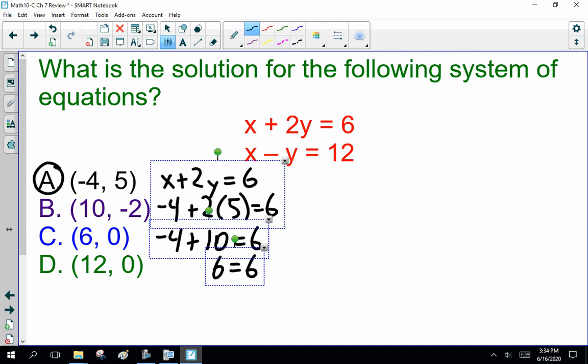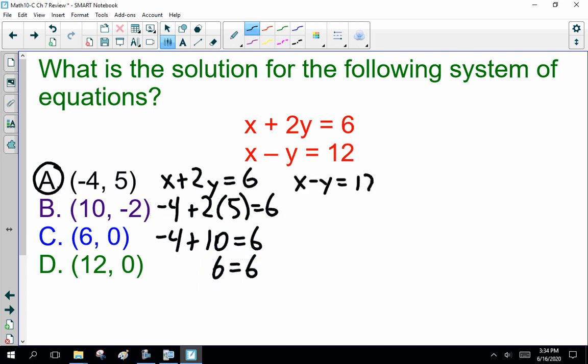The second equation, x minus y equals 12. Let's plug those numbers in. Minus 4 minus 5 equals 12. Minus 9 does not equal 12. So A does not work.